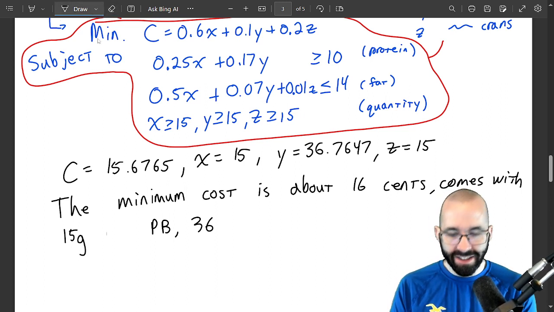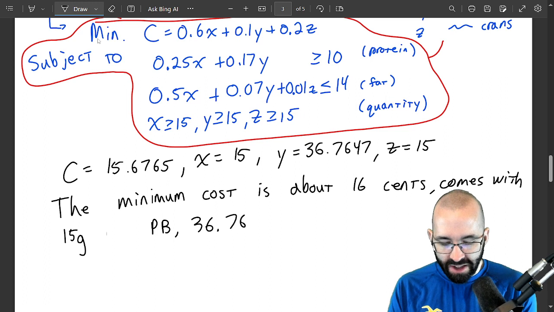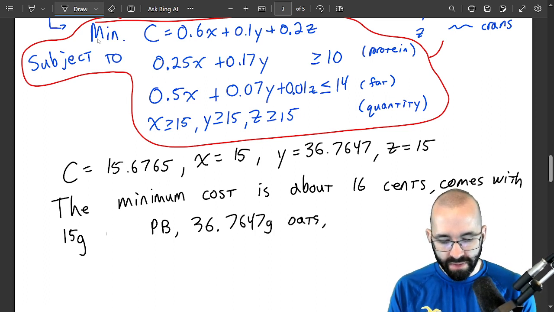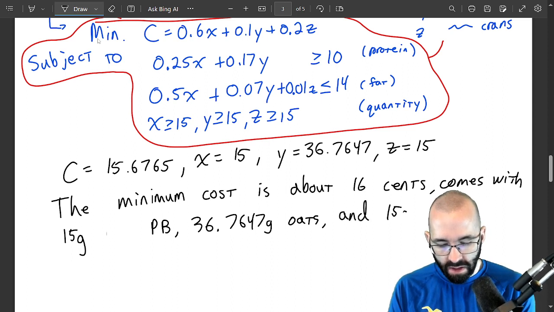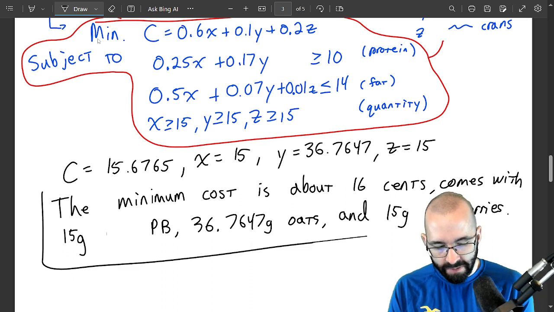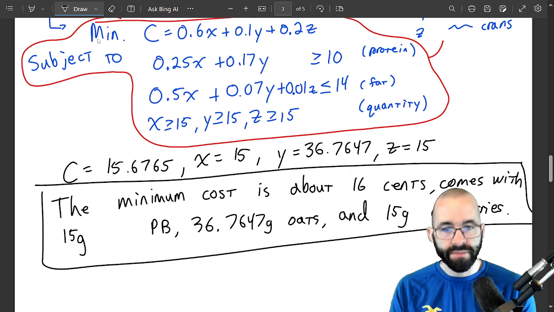X is 15. 36.7647 grams of oats. And 15 grams of cranberries. That is our meal replacement bar. That is our answer here.